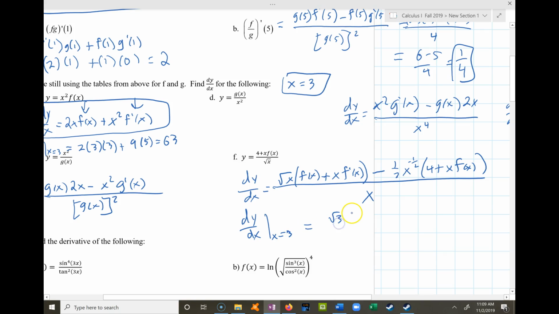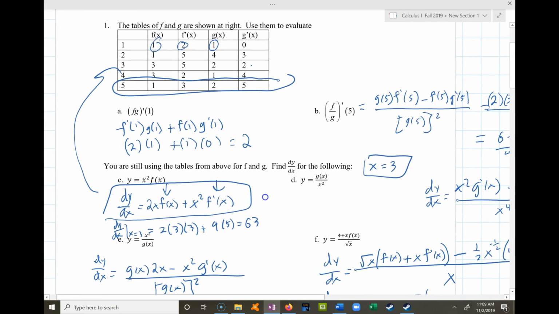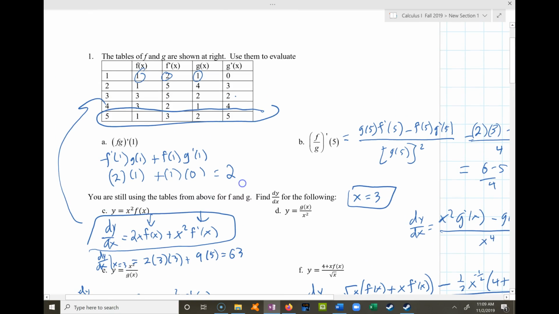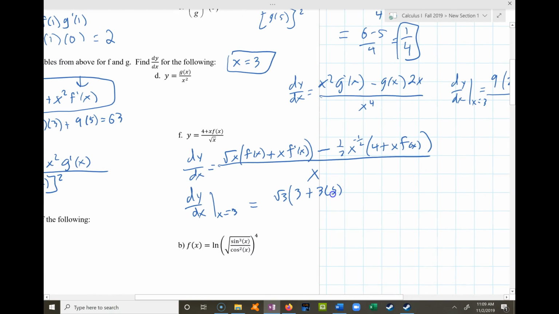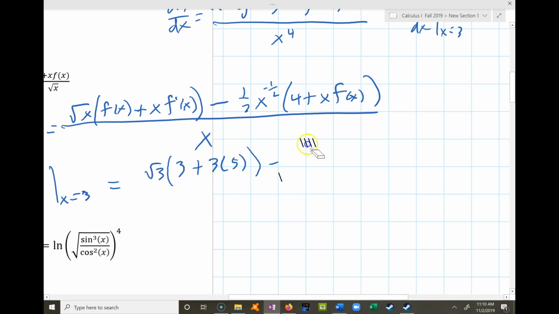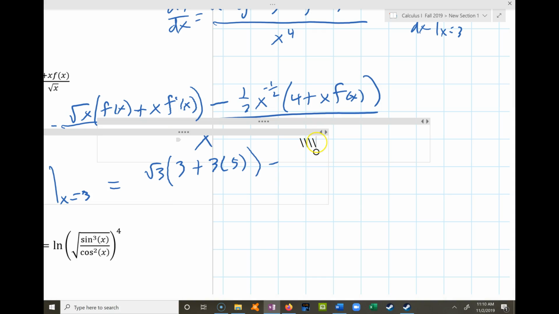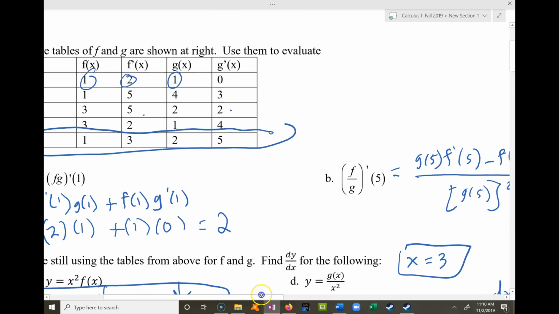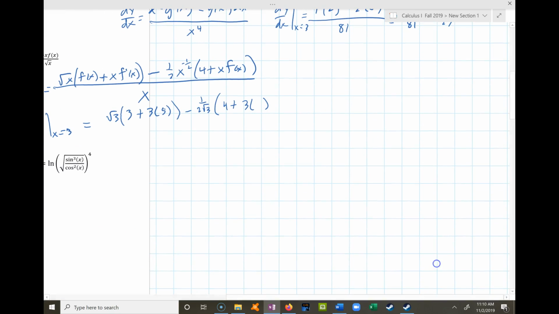So that'd be the square root of 3 times f of 3, which is 3, plus 3 times f prime of 3, which is 5, minus 1/2. So that'd be 1 over 2 times the square root of 3 times 4 plus 3 times f of 3, which is 3. I think I'd remember that. I've seen that several times now. And on the bottom, I just have 3.